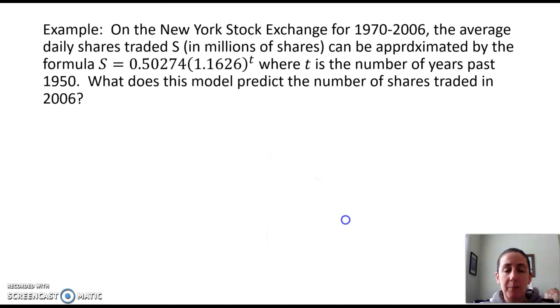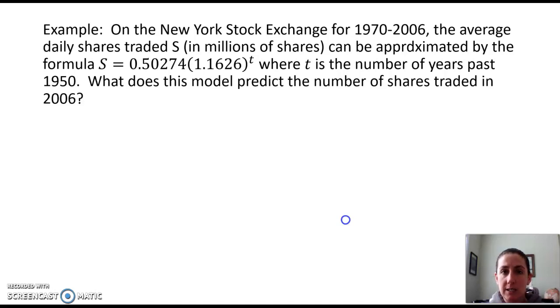So let's visit an application problem. On the New York Stock Exchange from 1970 to 2006, the average daily shares traded, which we'll call S, which is represented in millions of shares, can be approximated by the formula S equals 0.50274 times 1.1626 raised to the t, where t is the number of years past 1950. So what does this model predict for shares traded in 2006?